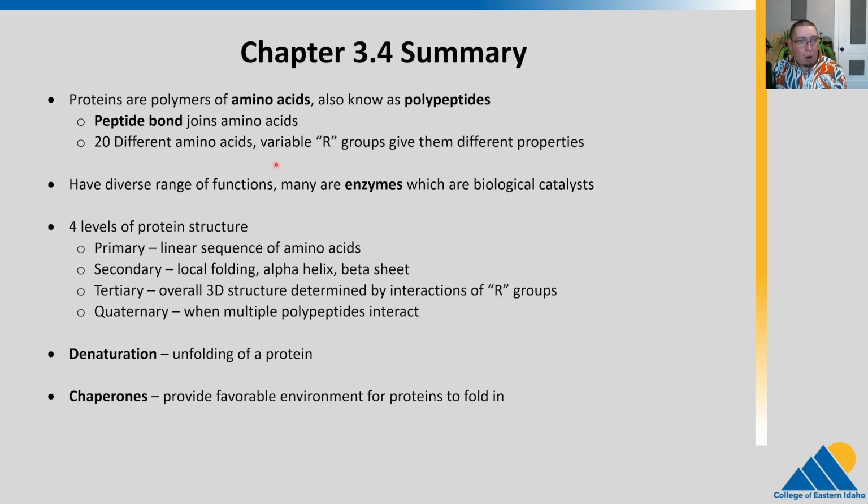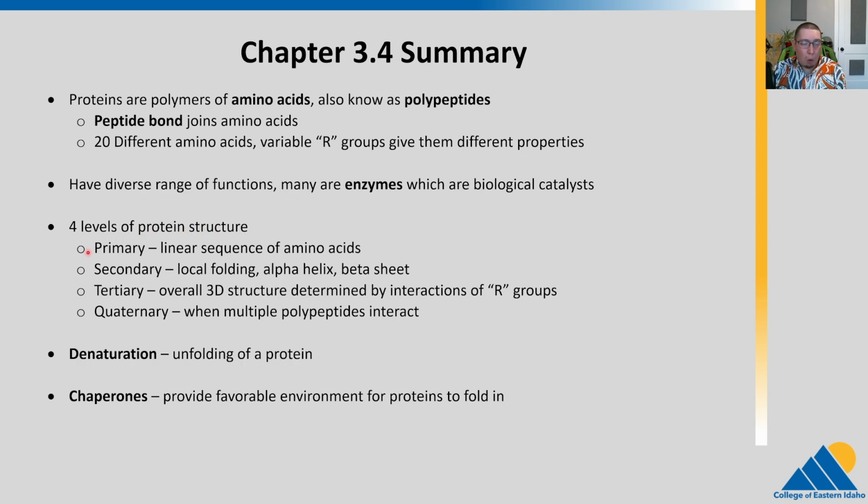All right. So proteins, they're polymers of amino acids. They're also known as polypeptides. They are formed when one amino acid gets peptide bonded to another one, and we keep building that chain. There's 20 different possible amino acids that can be in there. They vary in what we call their R groups, which give them different properties. They can have a diverse range of functions. Many of them are enzymes, which are our biological catalysts. Protein folding is very important.